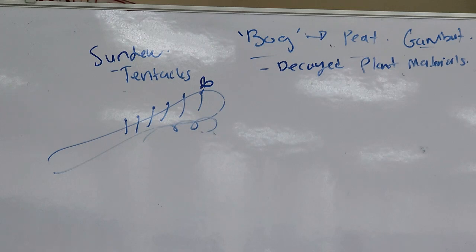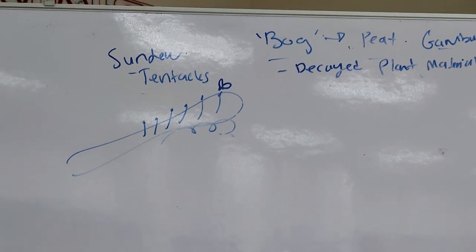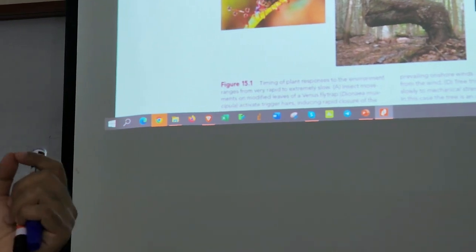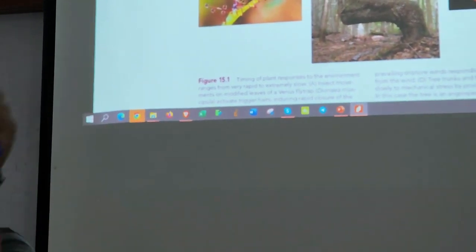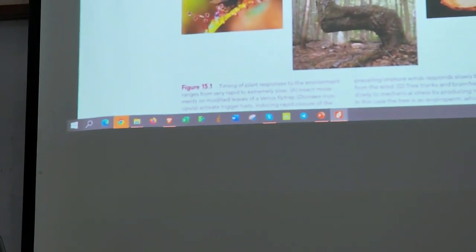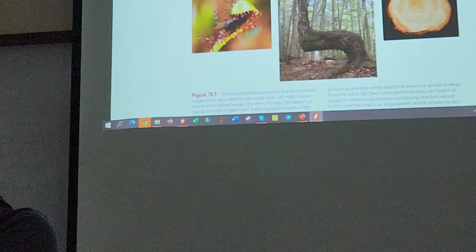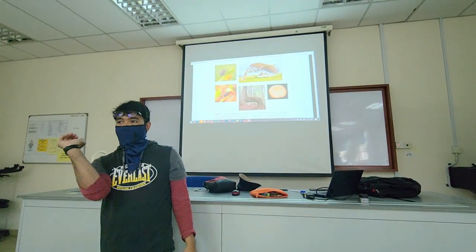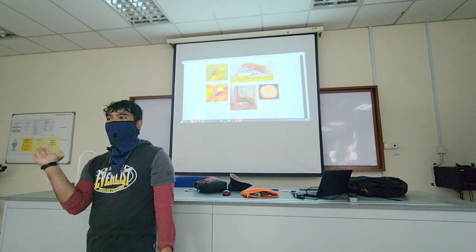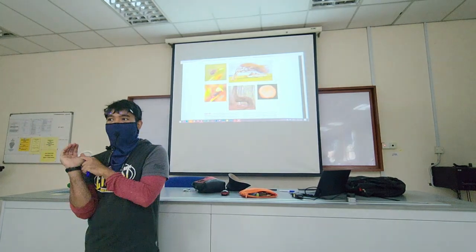So you have your Venus flytrap. The Venus flytrap is going to stay open pretty much, and then this unfortunate, very hungry fly will start to pump. The moment it lands, this thing is not going to close right away. No. It needs to be certain first.